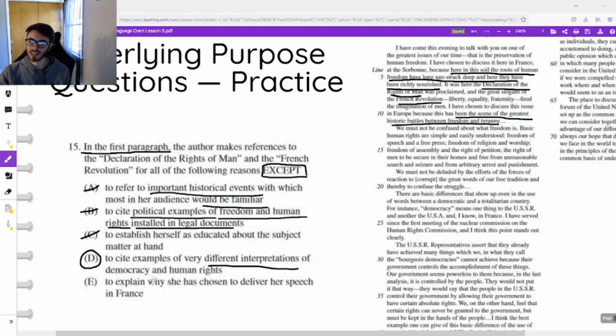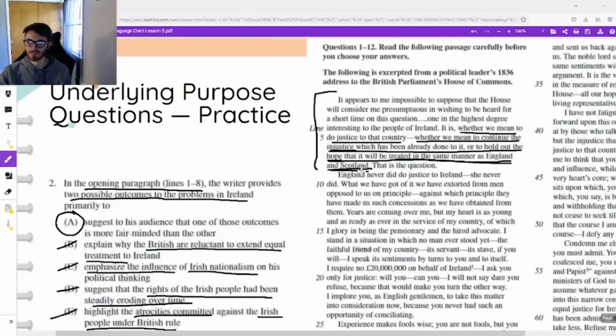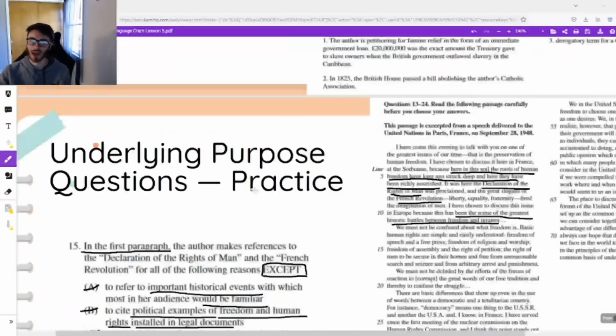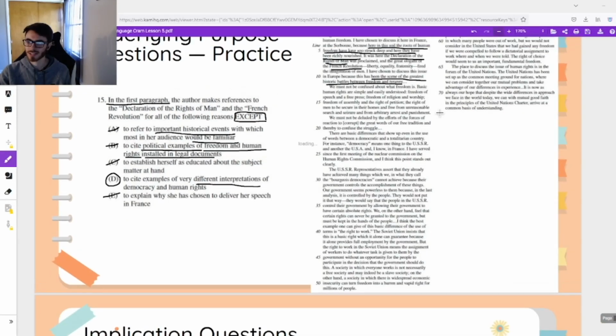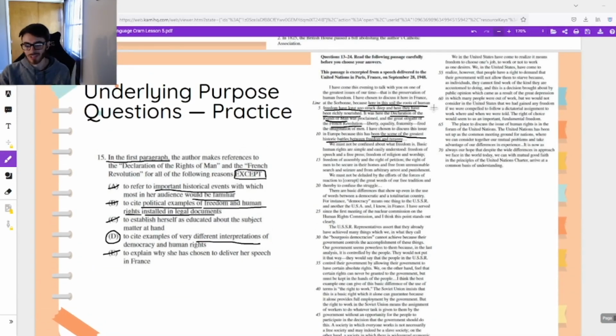Obviously, we do want to check E as well. To explain why she has chosen to deliver her speech in France, well, we know that definitely is one of the reasons. So D is going to be the correct answer here. It's the only one that doesn't fit with what's going on here. So yeah, same thought process, just kind of backwards from the previous one. Hopefully you got that one correct. If you didn't, hopefully you understand why.